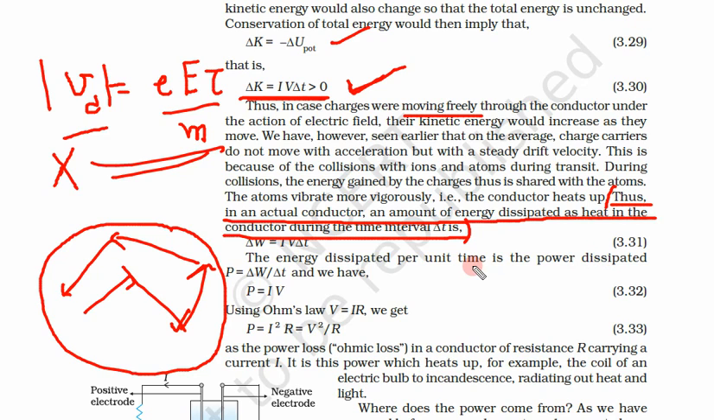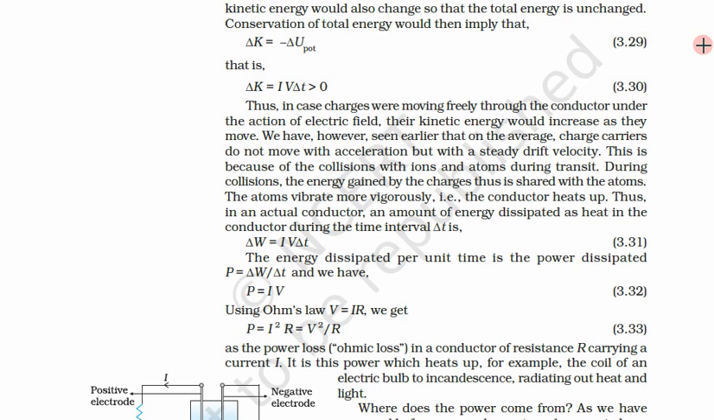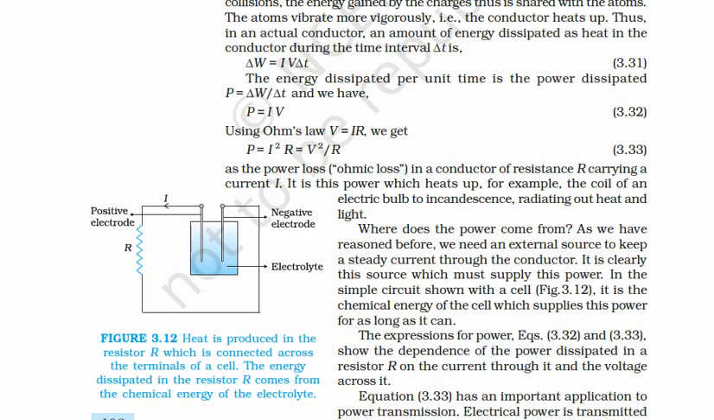Now we have learned that the energy which must go into increasing the velocity of the charge carriers will not take place because of the collision of the charge carriers with ions. So what happens is the energy is dissipated as heat in a conductor. So now let us see what is happening there. This heat dissipation is delta W, or we can say work done against some external source, delta W, that is IV delta T. So this is the total energy dissipated.